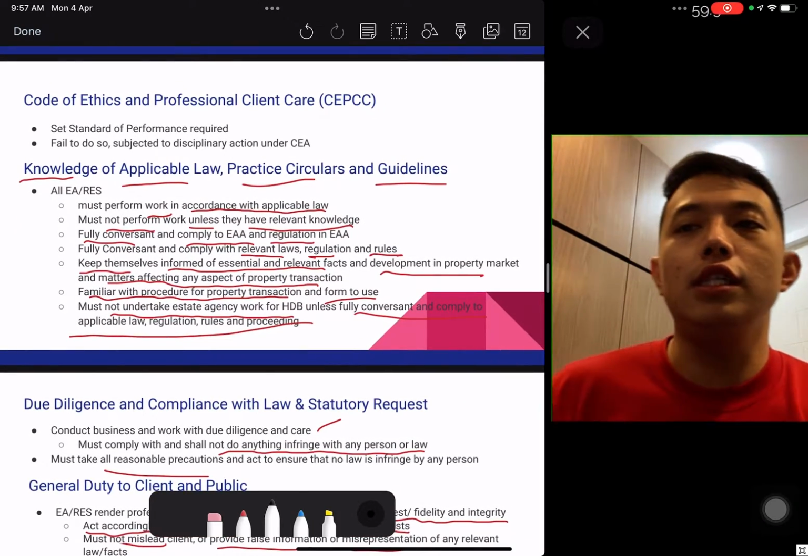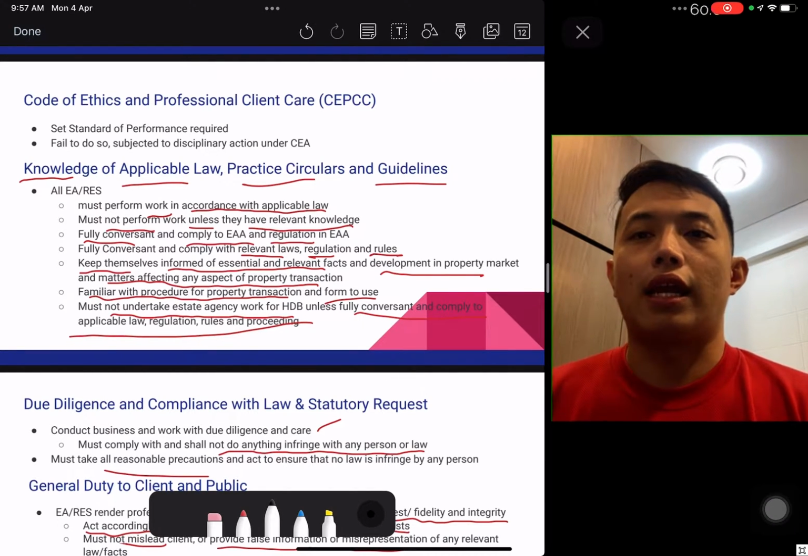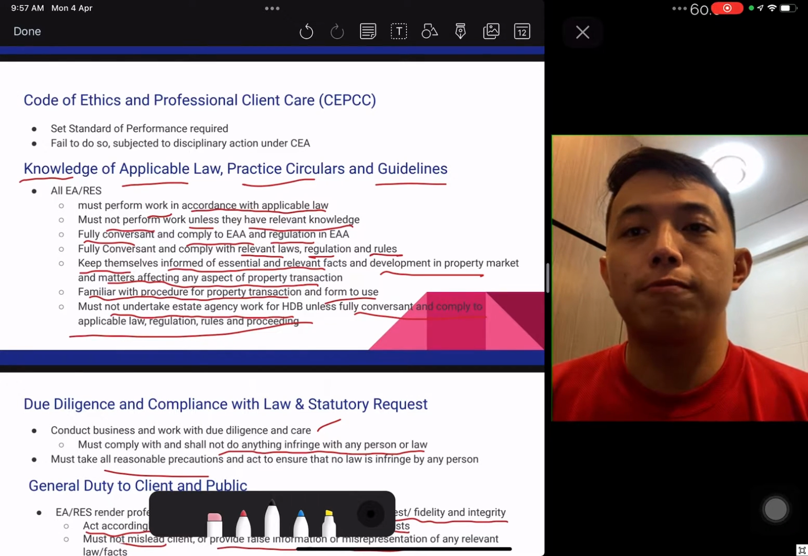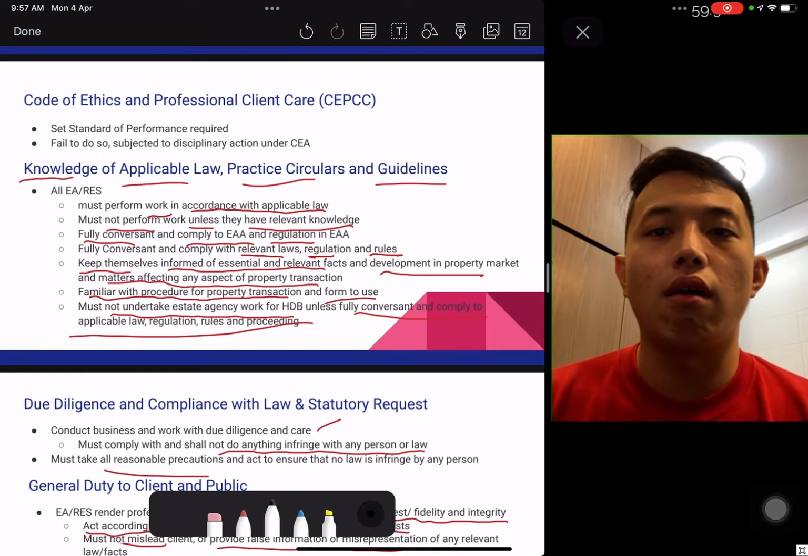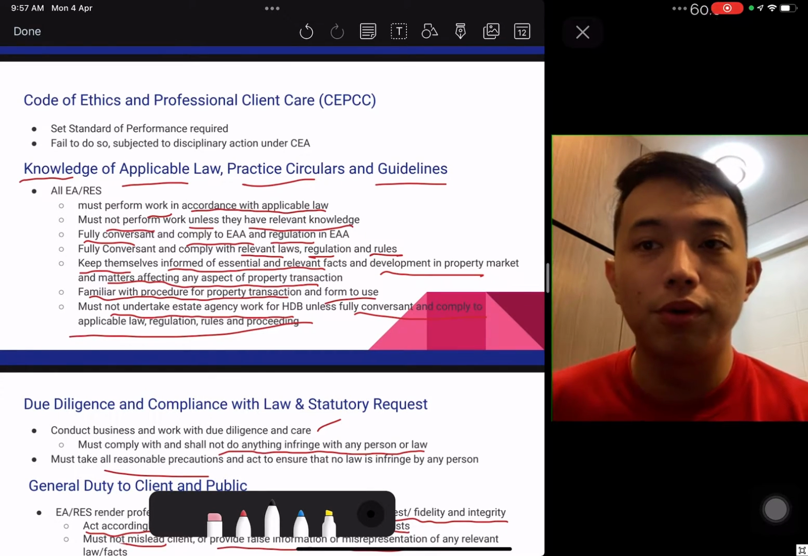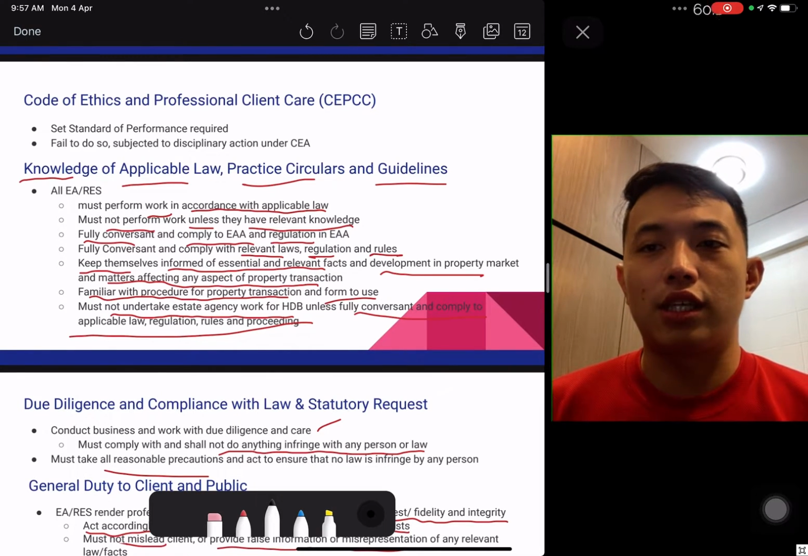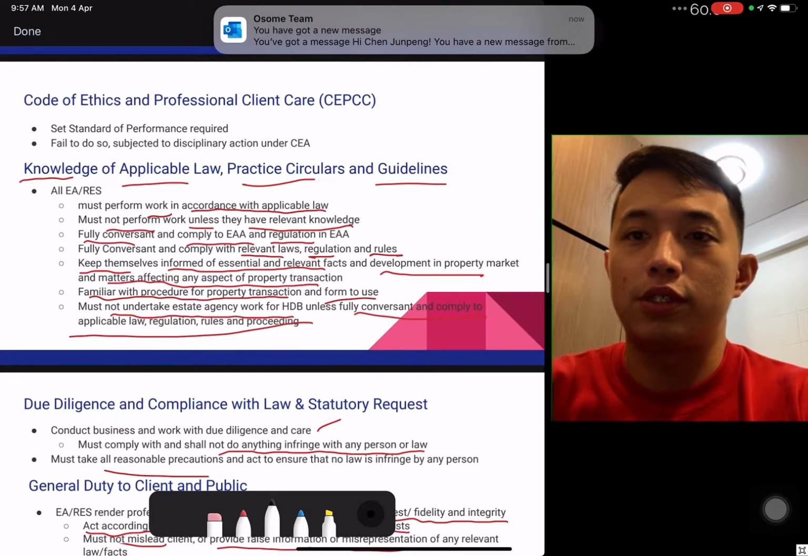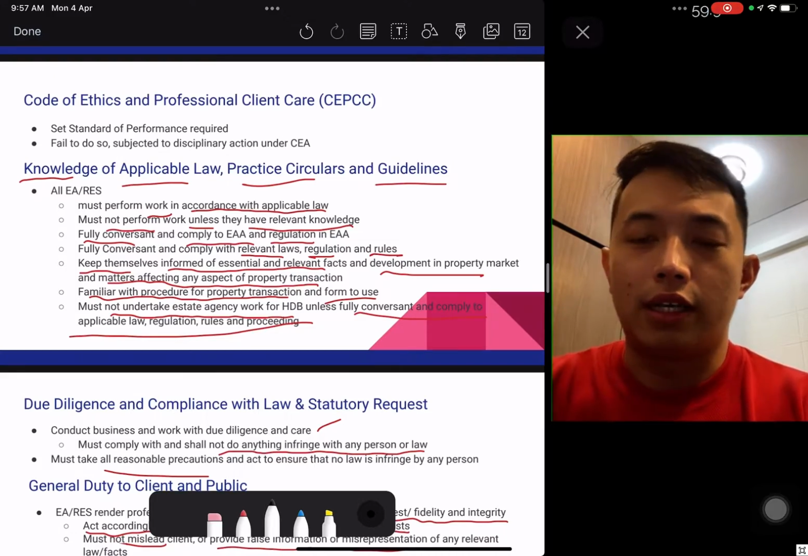Proceeding to CEPCC, this is the Code of Ethics and Professional Client Care. It just sets a standard of professionalism. Quite straightforward. So everyone in the real estate industry has to comply with the law, and not perform things that they don't know. They must have the knowledge. So you must be fairly conversant with all the acts and regulations by the government and CEA. You have to proceed with all the knowledge, and keep yourself informed.